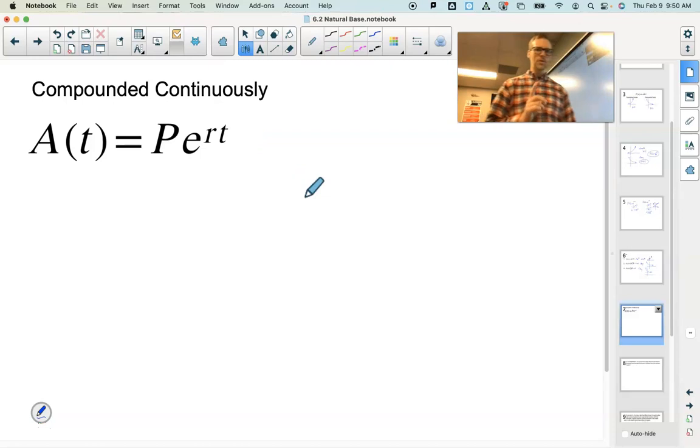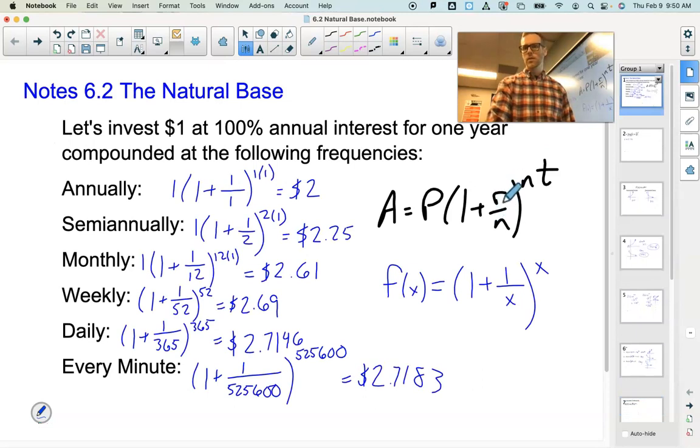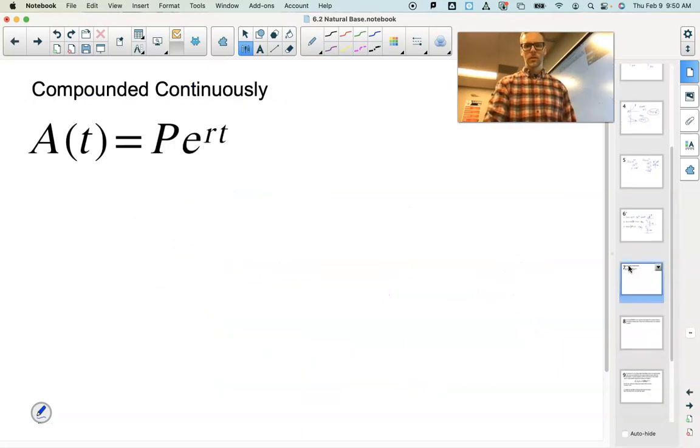Now, an interesting thing about this is, notice our rate went from being in the base of our compound interest formula, if it's compounded a discrete number of times a year, to being up in the exponent. How did that rate slide from the base to the exponent? That's a really good question, and I would like you guys, if you want, to take some time to see if you can figure out why that happens.